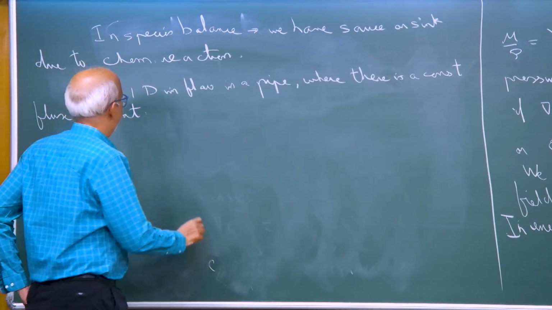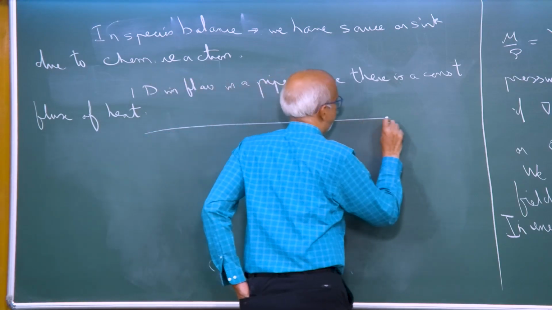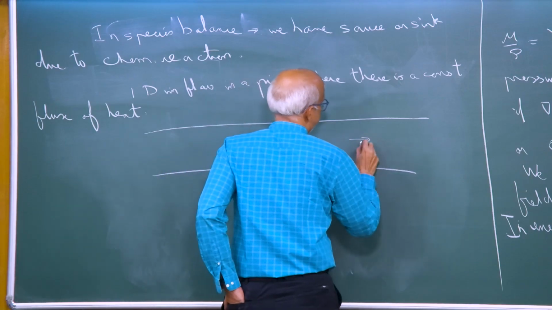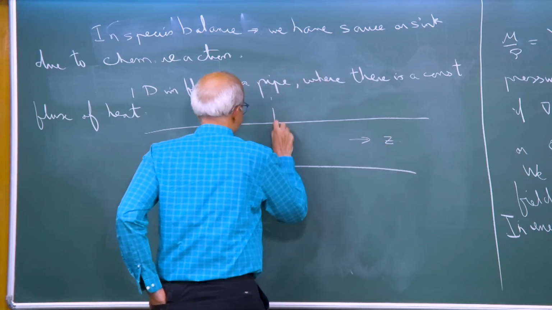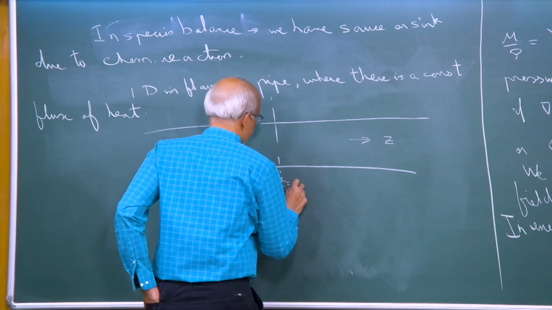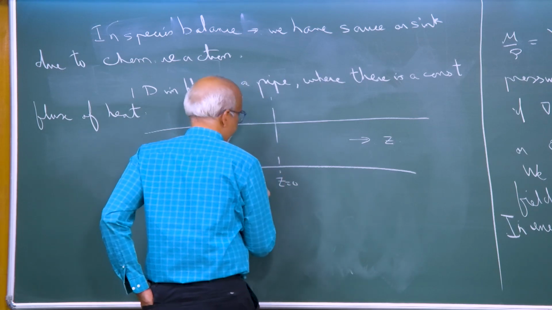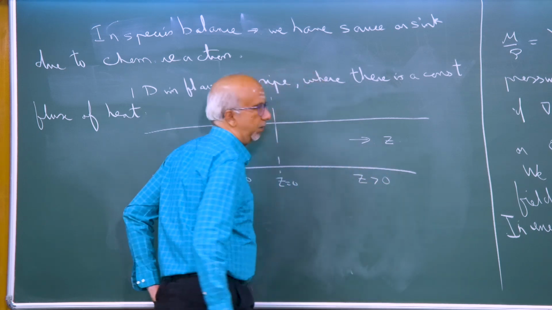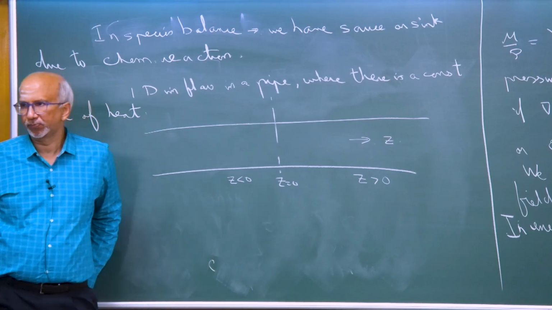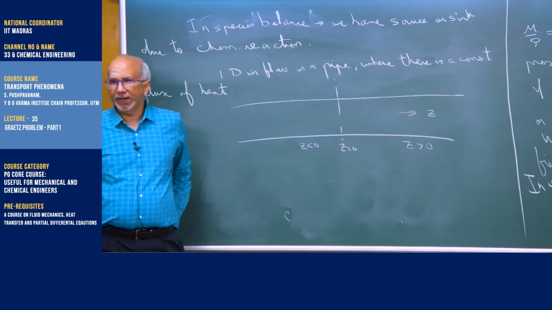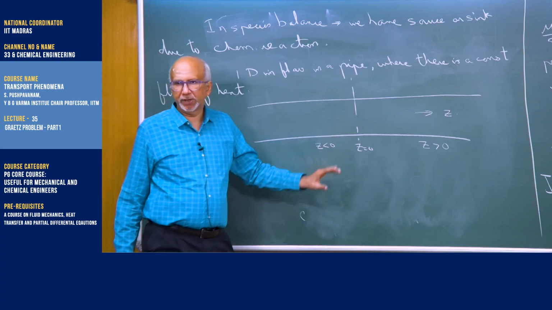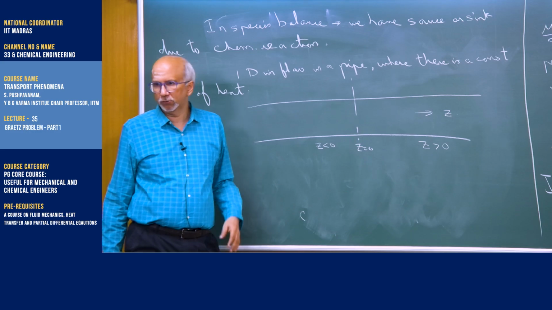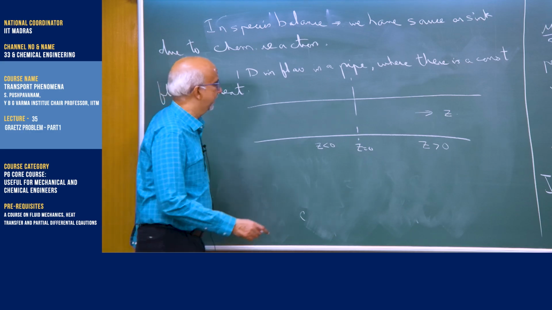So, we have a pipe here, this is the z direction, this is z equal to 0, this is z negative, and this is z greater than 0. Okay. I have a liquid which is flowing in this pipe, and let us say that the Reynolds number is sufficiently low, okay, so that the flow is laminar. Okay. And a circular pipe.